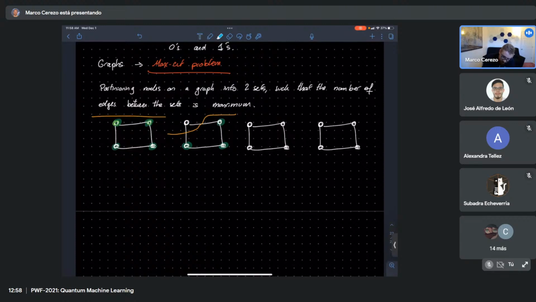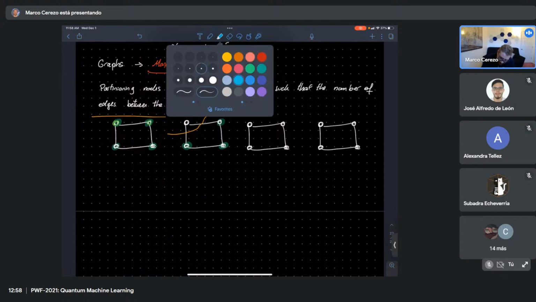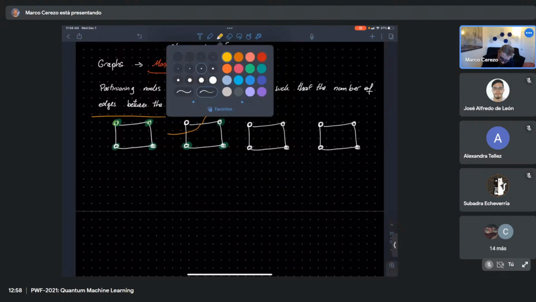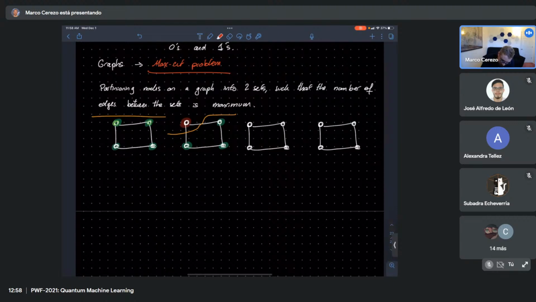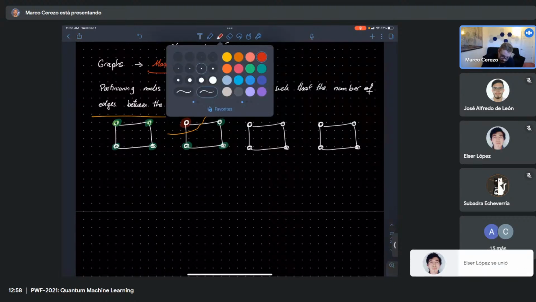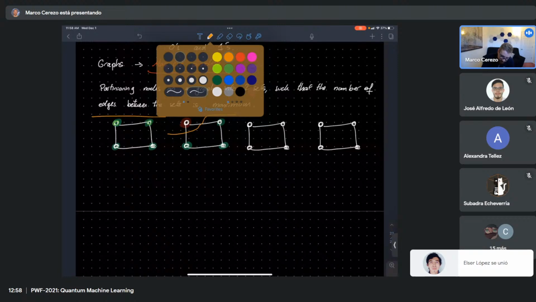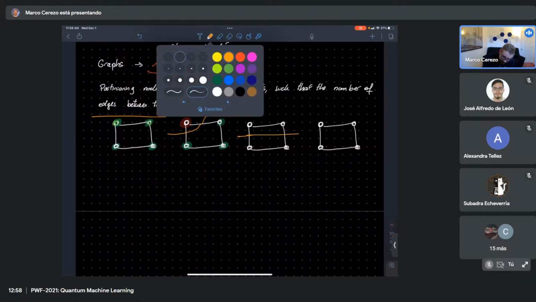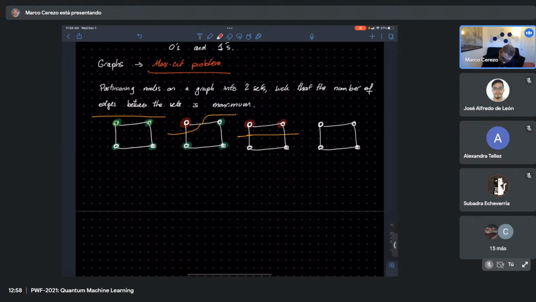Oh, this is too similar. Let's use yellow. I think that the line is yellow. Red. Yes, that's much better, right? We can also have other examples, such as doing this, which is going to give me now 2 nodes in each set, right? 2 red and 2 green.